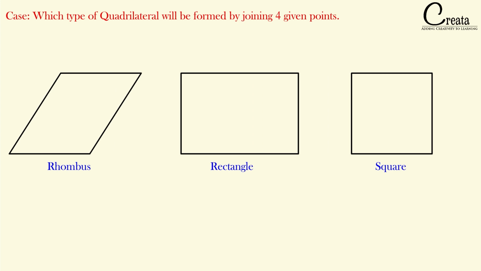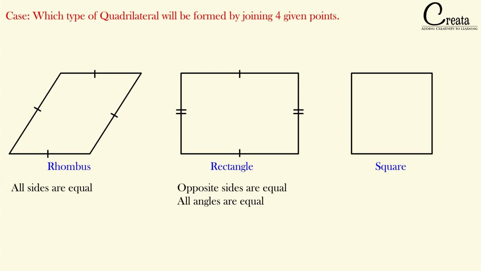Only these are generally asked in the examination. I will just explain the basics. In the rhombus, all the sides are equal, but all the angles are not equal. In the rectangle, the opposite sides are equal and all the angles are equal, that is 90° each. Opposite sides are equal, not all sides are equal, only the opposite sides are equal, and all the angles are equal. In the square, all the sides are equal as well as all the angles are equal.